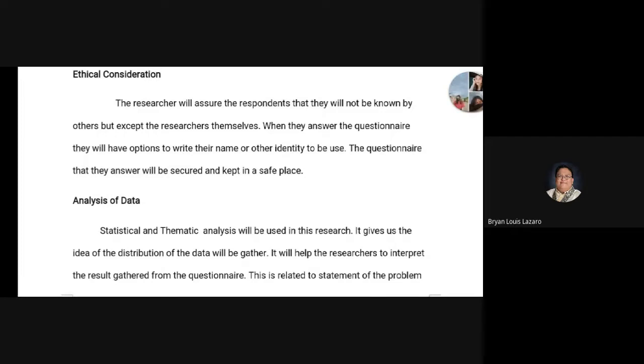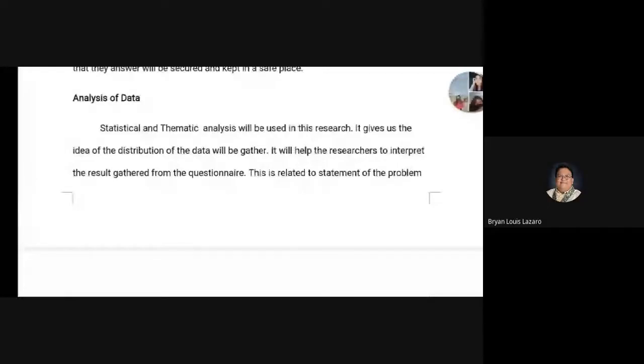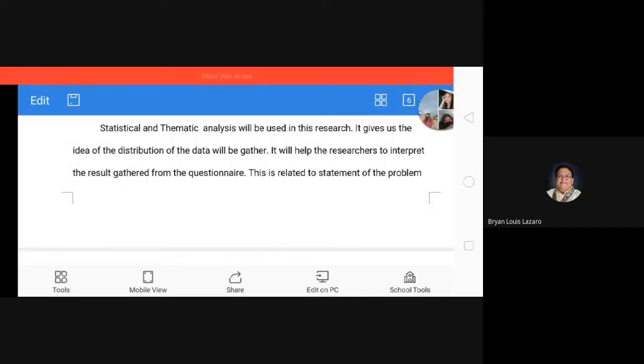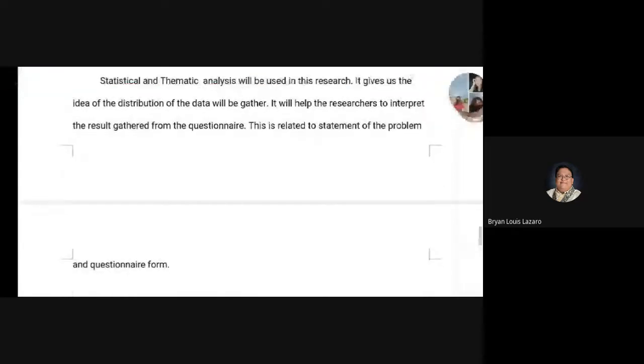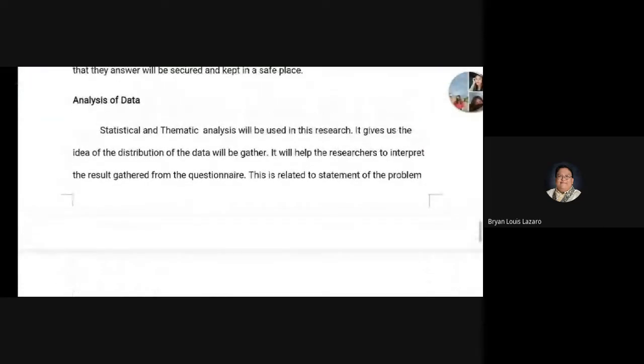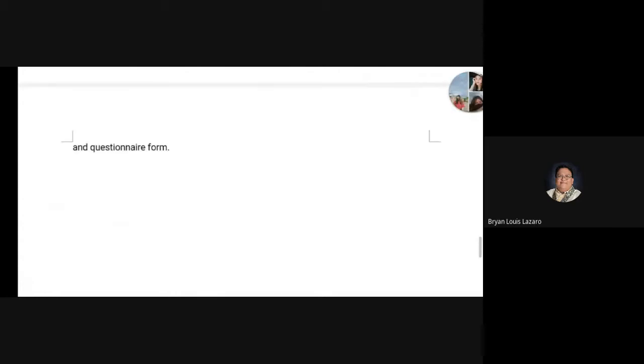Huwag kayong gagamit ng first and second person pronouns. Walang gagamit ng I, walang gagamit ng you, walang gagamit ng us, walang gagamit ng we. Okay? So walang ganun. Laging third person pronoun tayo. Laging the researchers. Basta reminder to all.